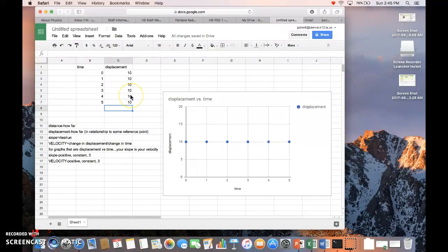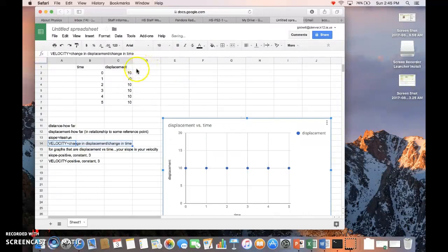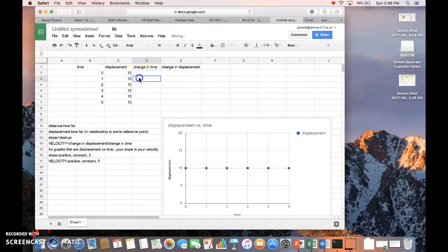And what we find is that now we have other terms that we've talked about. We've talked about velocity, right? We've talked about what the equation is for it. It's change in displacement divided by change in time. But what does that look like maybe on a graph or on data? How do I exactly calculate that? Well, what I do is I take my change in time and I also make a change in displacement column. And Google Sheets is really, really neat. I can put functions in here by starting with equals, and then I can take a cell and subtract another cell from it.